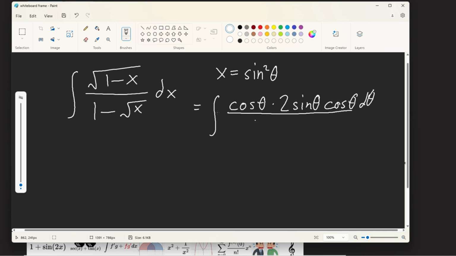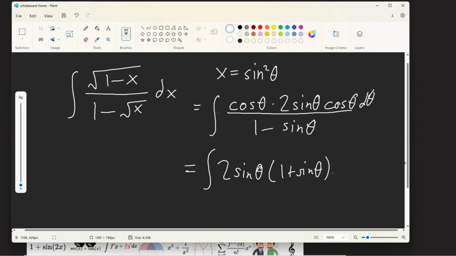And then with 1 minus sine theta, right? And then cosine squared, you can turn it into 1 minus sine squared to factor that out. So you end up with 2 sine theta, 1 plus sine theta. So this is advanced trig substitution, where you do more than just secant, tangent, and sine theta. You would do something like cosine 2 theta or something else, right? So that would be advanced trig substitution.